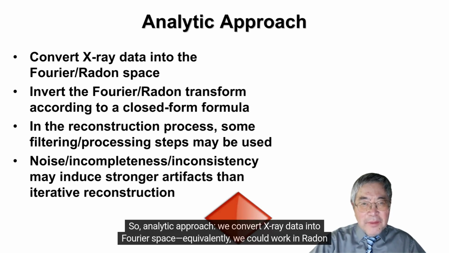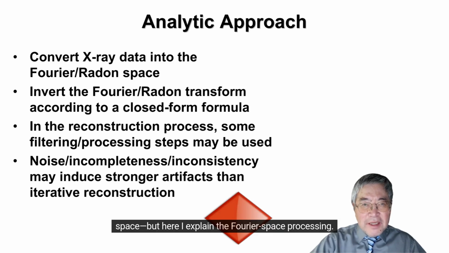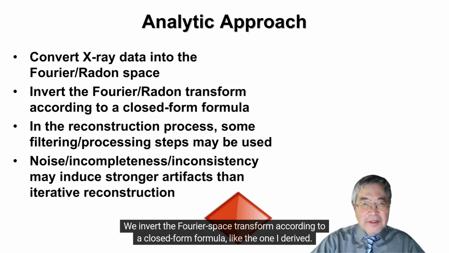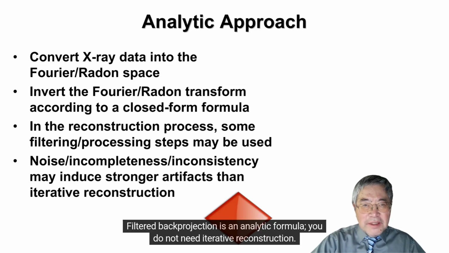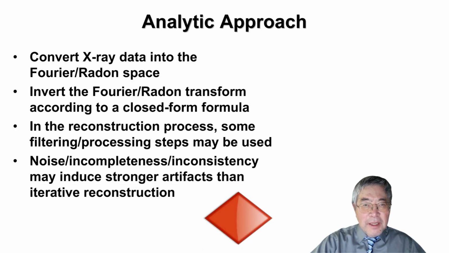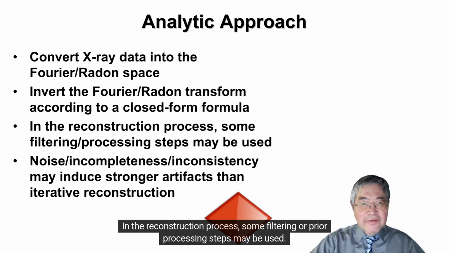So, analytic approach. We convert X-ray data into Fourier space. Equivalently, we could work in radon space, but here I explain the Fourier space processing. We invert the Fourier space transform according to a closed-form formula like the one I derived. Filtered back projection is an analytic formula. You do not need iterative reconstruction. In the reconstruction process, some filtering or prior processing steps may be used.